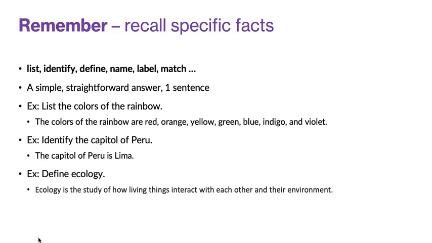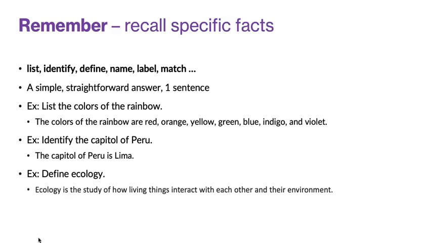Examples of some questions: list the colors of the rainbow. The colors of the rainbow are red, orange, yellow, green, blue, indigo, and violet. Another example, identify the capital of Peru. The capital of Peru is Lima. Last one, define ecology. Ecology is the study of how living things interact with each other and their environment.